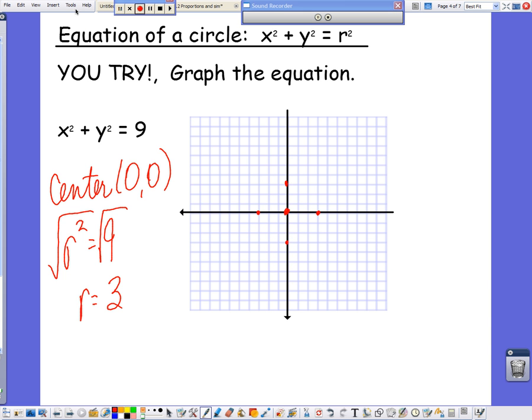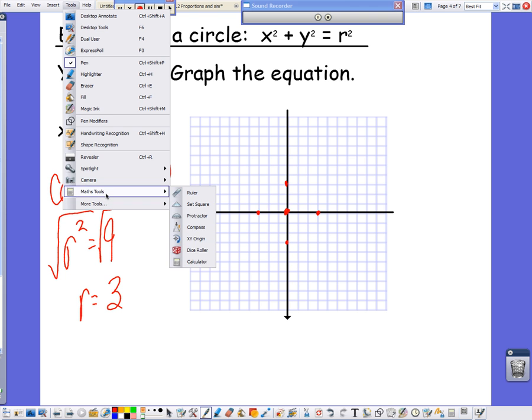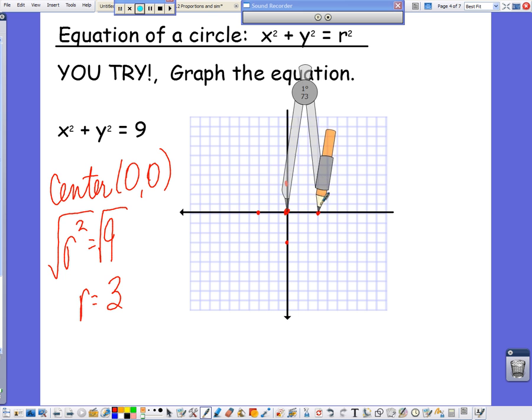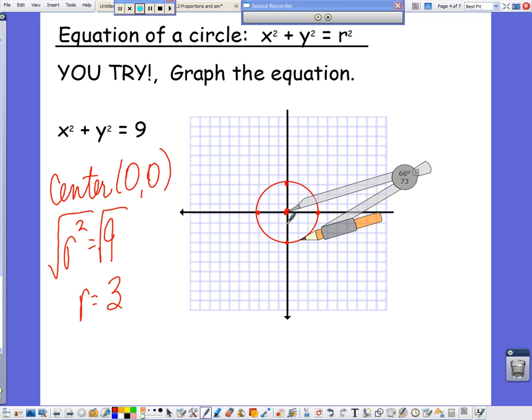Okay. I'm going to use the compass to draw this. And then let's see if I can get this one a little bit better. So that was a little closer. Okay, so that's pretty much all it is to graphing circles.